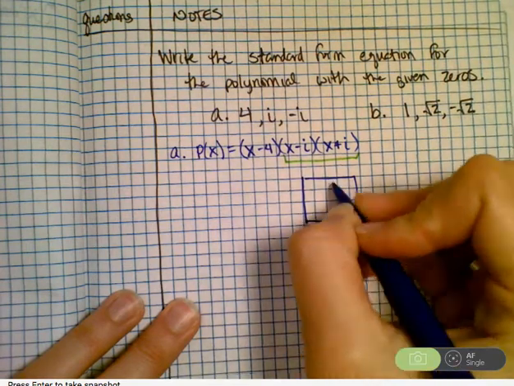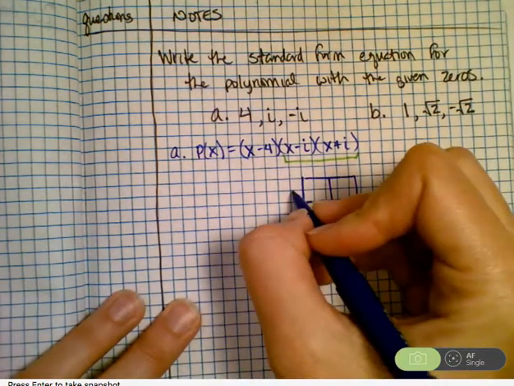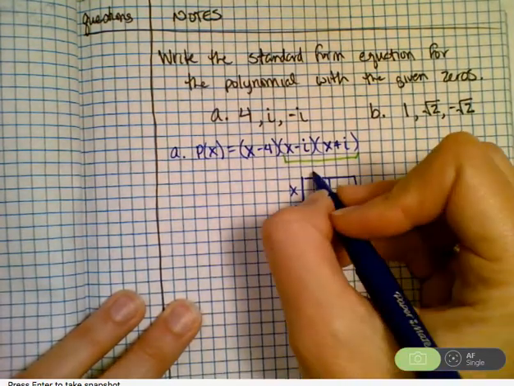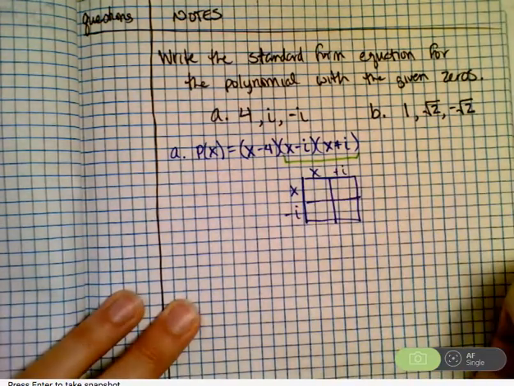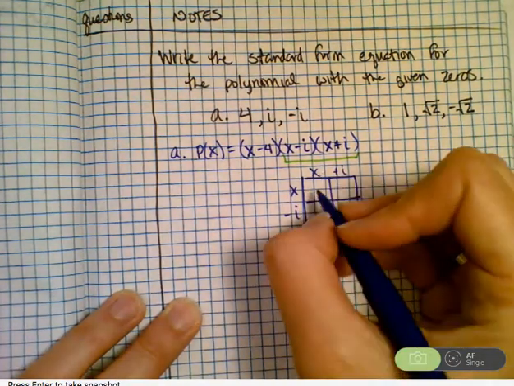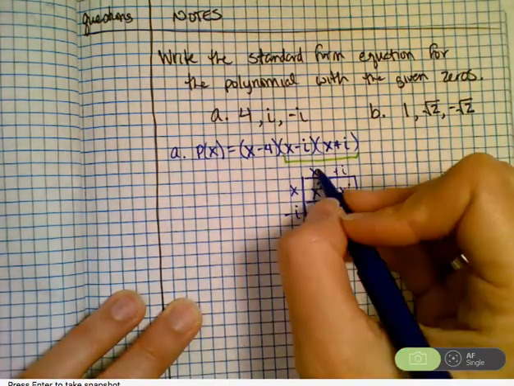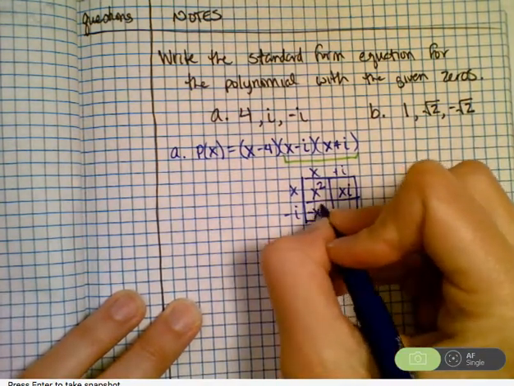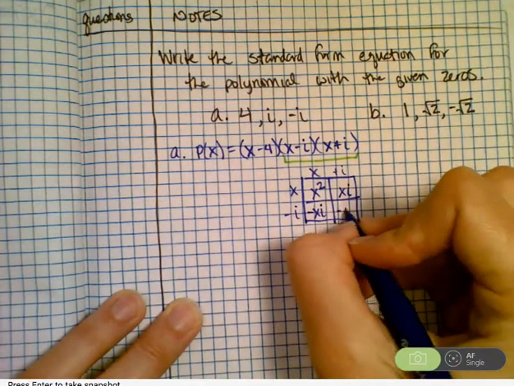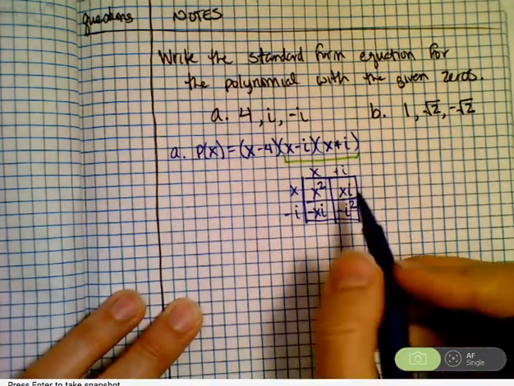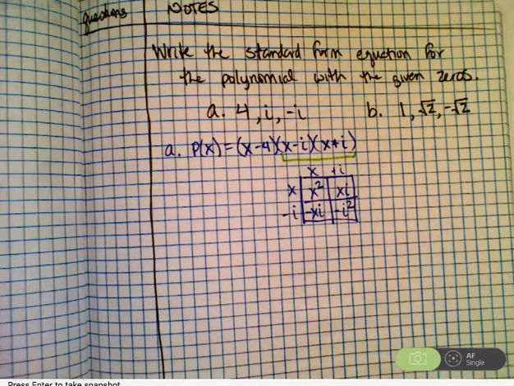So I'm going to put those in the box first, or if you're using the distributive property FOIL method, I mean, that's totally fine too. So x minus i and x plus i, so I get an x squared, I get an xi, I get a negative xi, and I get a negative i squared.